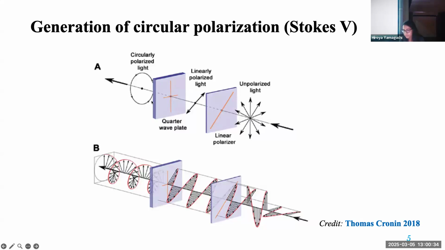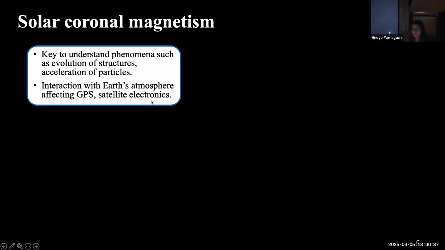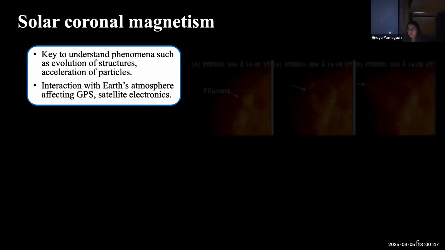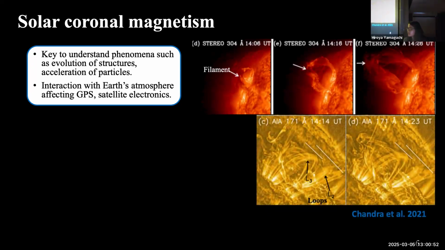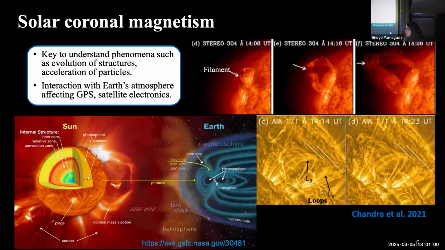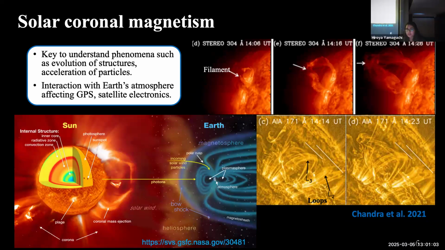So now, coming to the importance of measuring coronal magnetic fields, it's a key ingredient to understand several phenomena such as the acceleration of the solar wind, the formation and evolution of features like filaments, coronal loops, and streamers, and ultimately the explosion of energy and particles in the form of flares and coronal mass ejections, which thereby interact with the Earth's outer atmosphere, interfering with GPS, satellite electronics, etc.